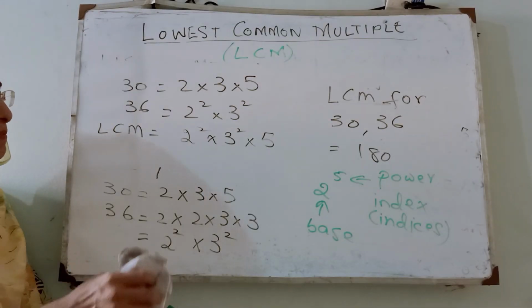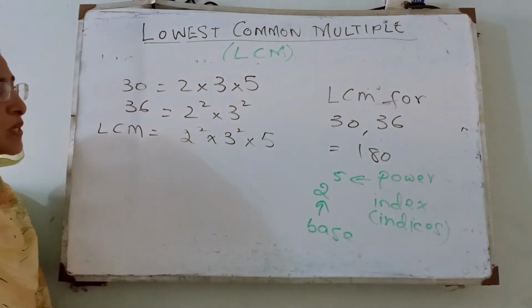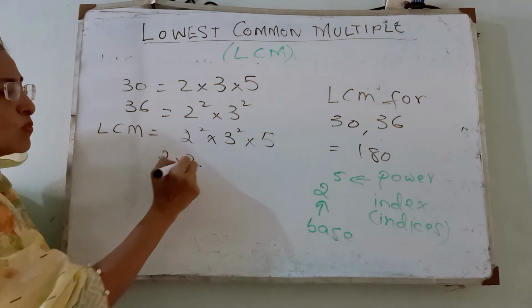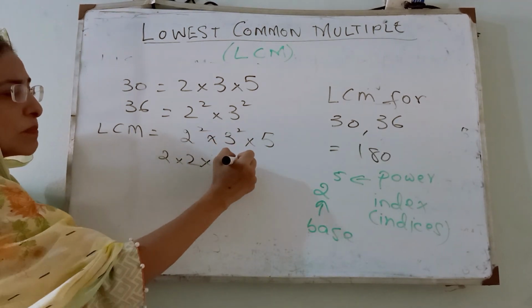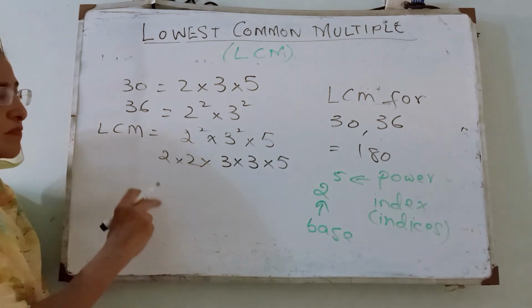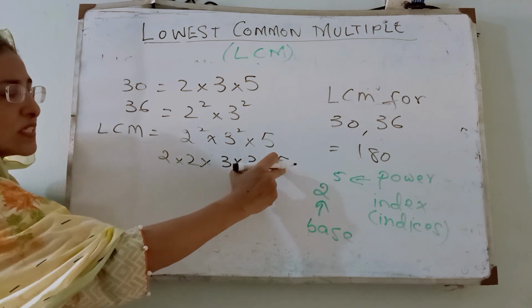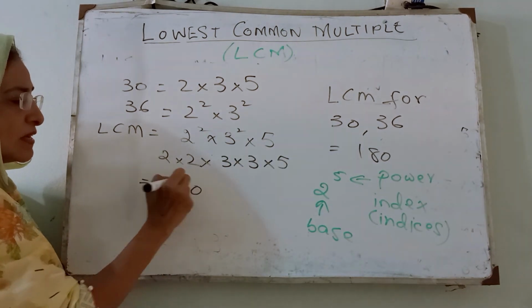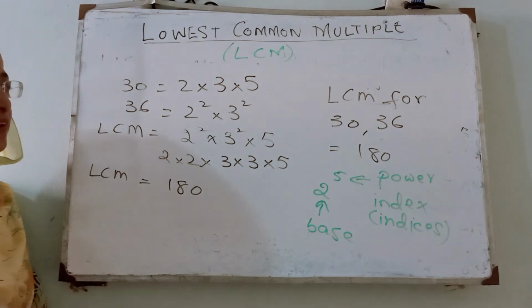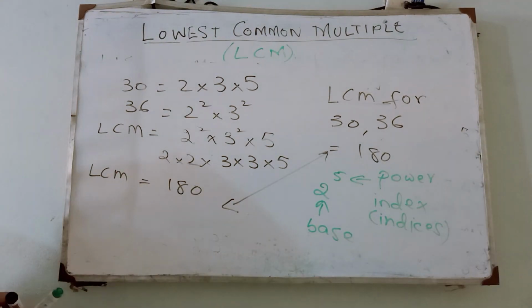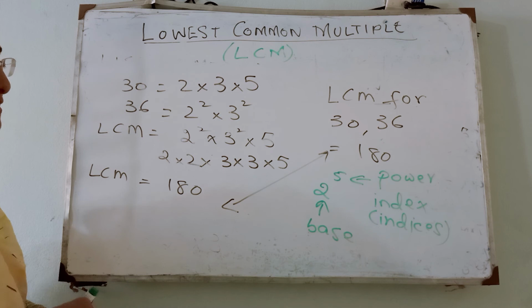Now 2 square means that this number is multiplied 2 times. This means 2 multiplied by 2. This means 3 multiplied by 3 multiplied by 5. 2 2s are 4. 4 3s are 12. 12 3s are 36. 36 multiplied by 5 is 180. So my LCM once again is 180. We can use any method, prime factorization or index notation. We are going to get the same answer. I hope that this is clear to you.